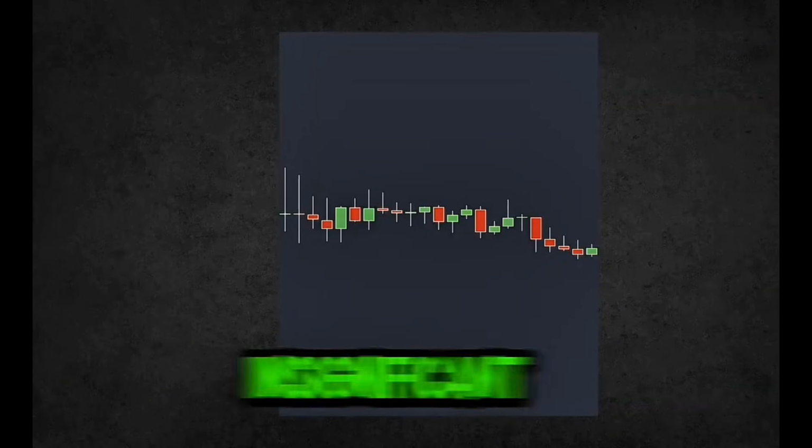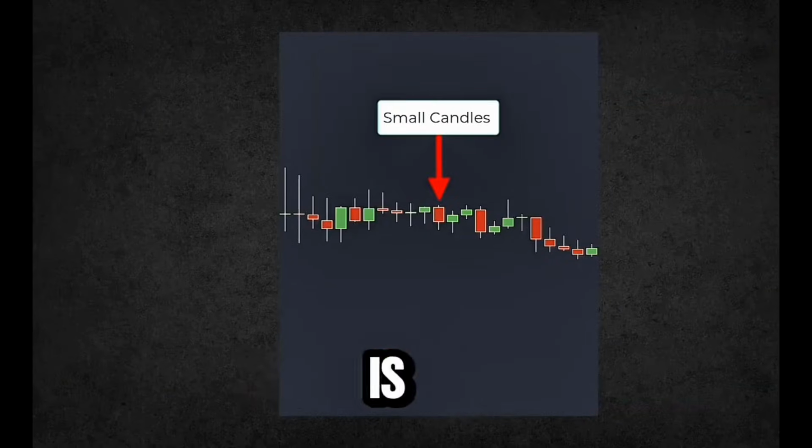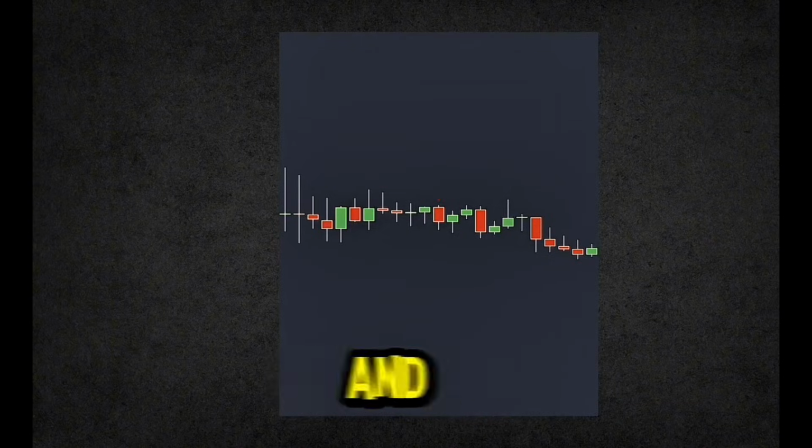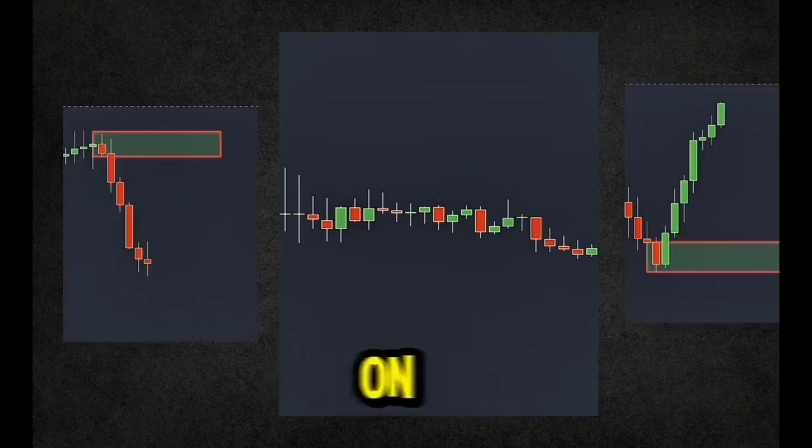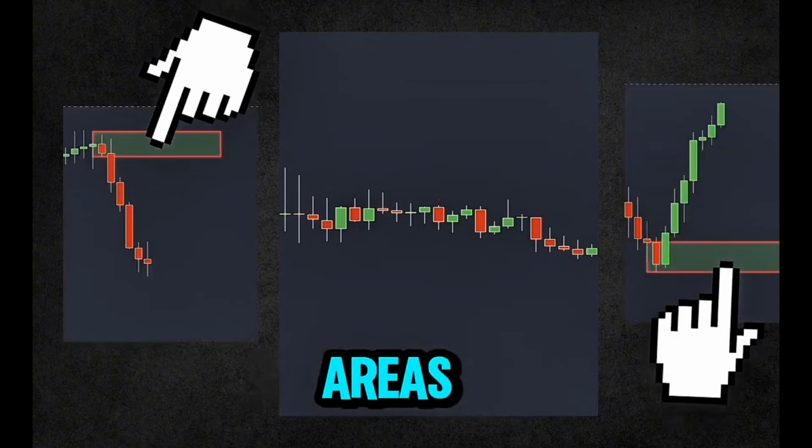However, if you see small, insignificant candles, this is not where the action is. These small candles represent weak trading activity and indicate that the big players aren't involved. So focus on those bold momentum candles as they reveal the areas of true market movement.